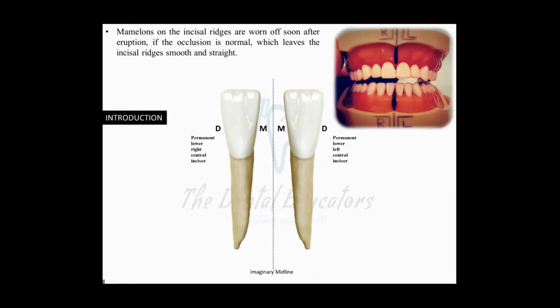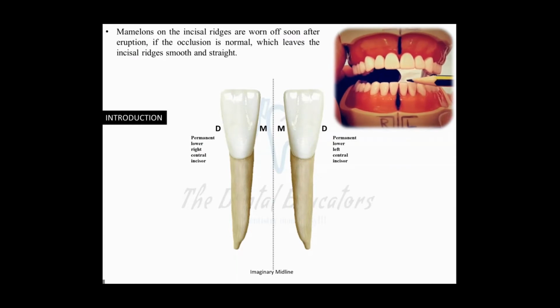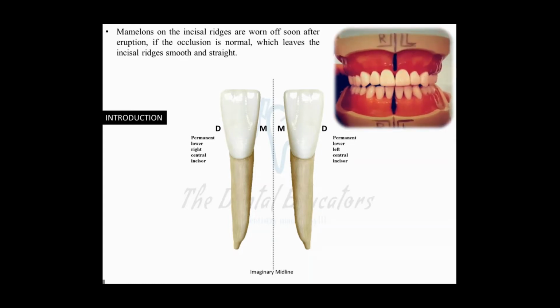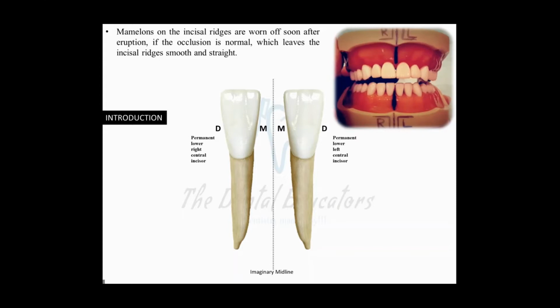Similarly, in the video demonstration as well, you can easily identify that the mamelons, which are present in a newly erupted incisor, are worn off. So the incisal edge appears to be straight, as the mamelons which are present on these incisors are worn off, so they appear to be straight in direction.